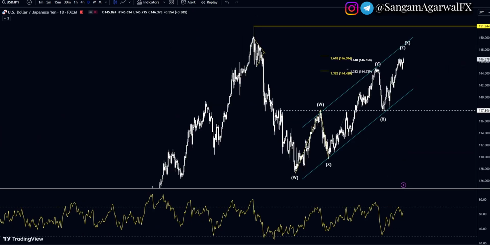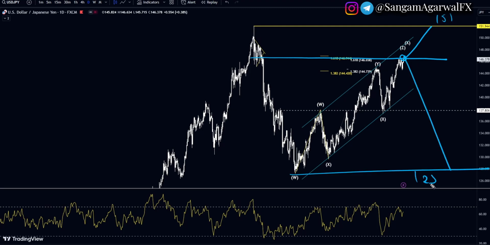USDJPY, your wave counting, and price is still trading on the 145 key horizontal resistance level. It is sideways, neither up nor down, and this pair is waiting for the Fed and BOJ's next direction for the dollar and Japanese yen. So this pair has only two directions: either it goes to 151 or goes back to 128.